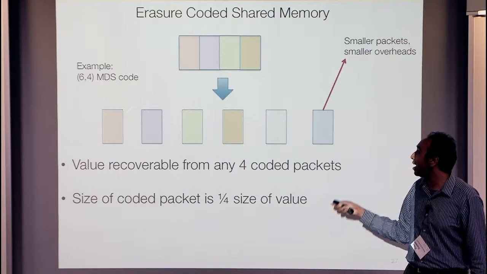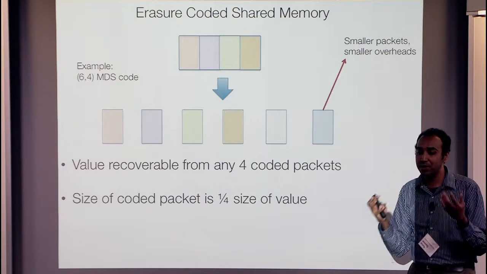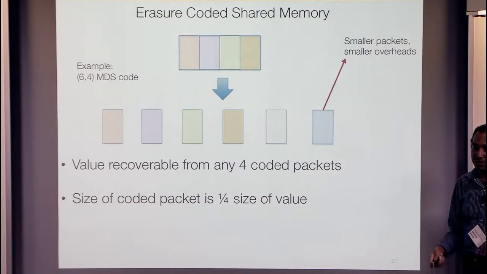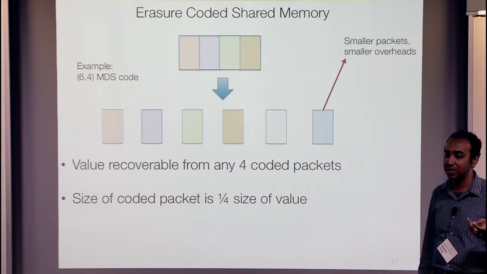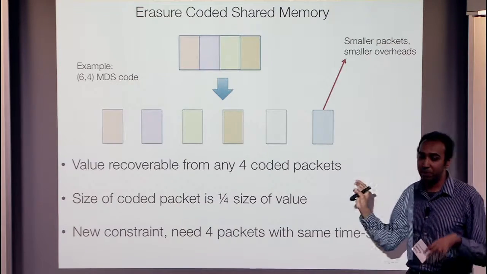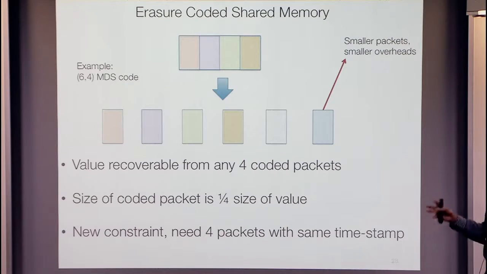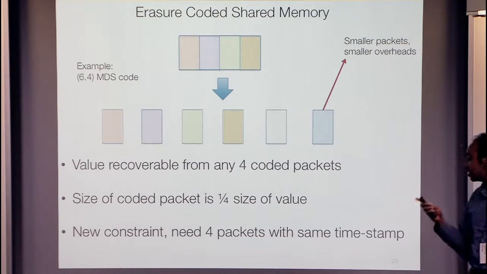Since each of these packets is just a quarter, if every server stores just a quarter of the value, and if I communicate just smaller packets, I should save both on storage costs and communication costs, hopefully. But there's a new constraint because of this consistency. The new constraint is that a reader, a decoder, should get four packets of the same timestamp. So there's an additional implied synchrony that has to be ensured by the protocol. So this creates some interesting challenges.